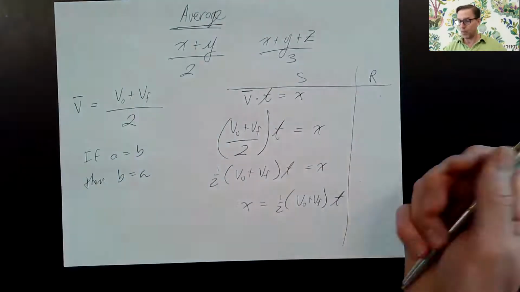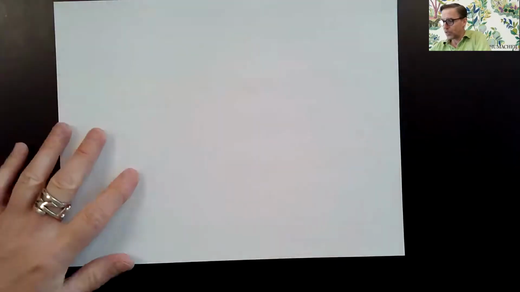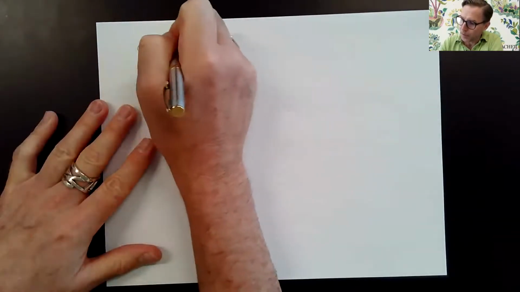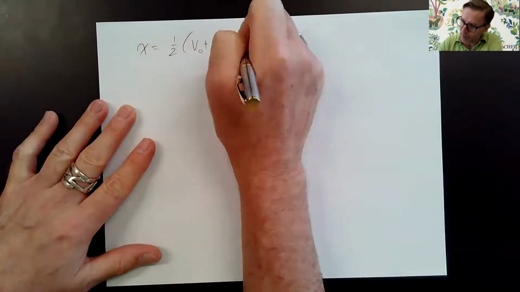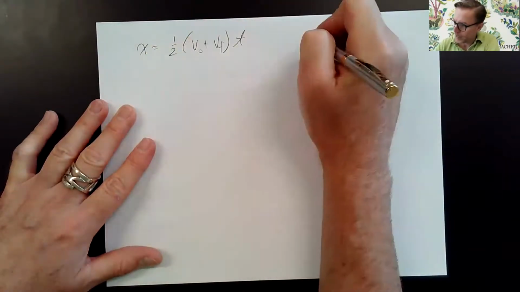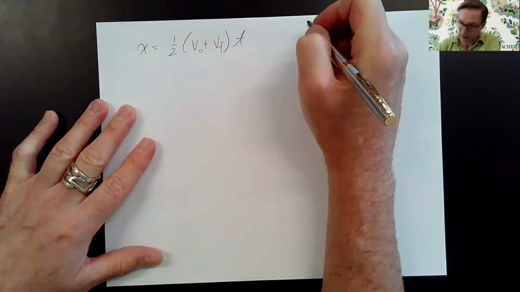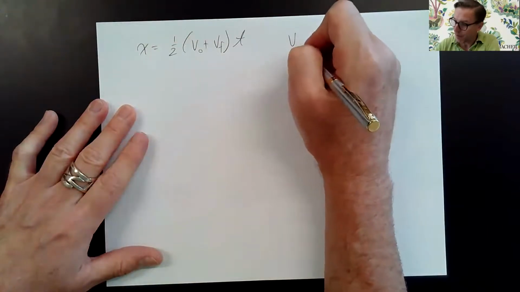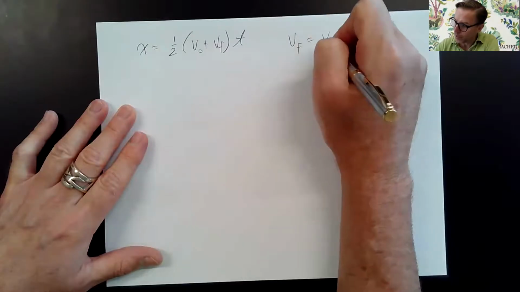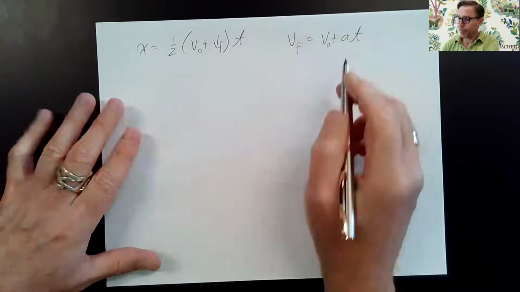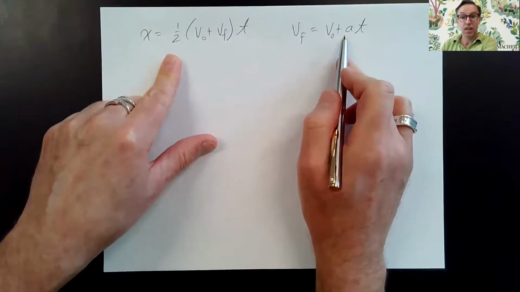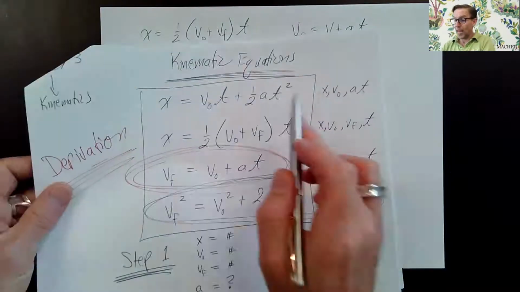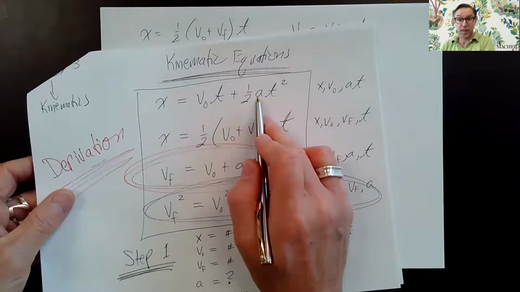final? So what I'm going to do is write down those two equations that I already derived for you. X equals 1/2 (v initial plus v final) times t. And the other equation, that does have v final: v final equals v initial plus at. All right, I'm going to use these two to create this one.